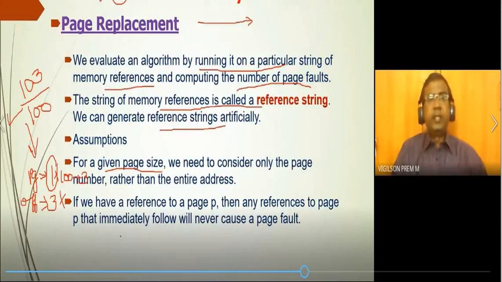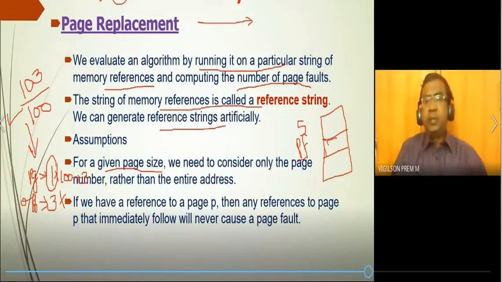Okay, first condition. Second condition: if we have a reference to a page P, then any reference to page P that immediately follows will never cause a page fault. Now consider my reference is page number 5, which is not in main memory. Consider this as a free frame. I want to execute page number 5, which is not available in main memory, so one page fault will occur. Then I will copy the desired page into main memory. So here I will copy page number 5.